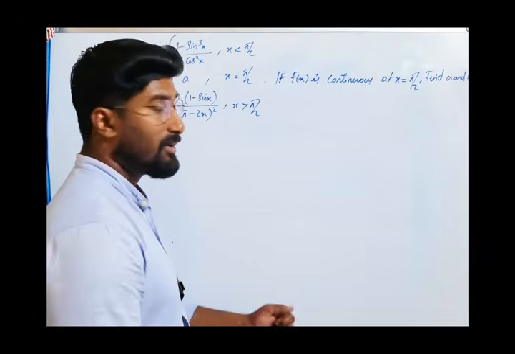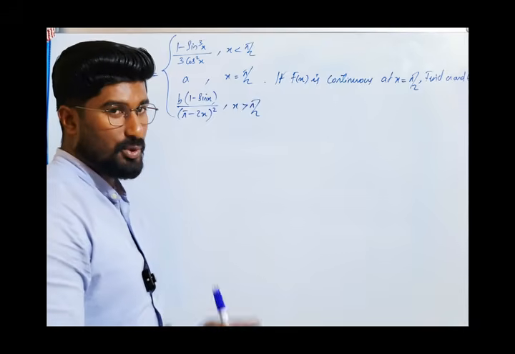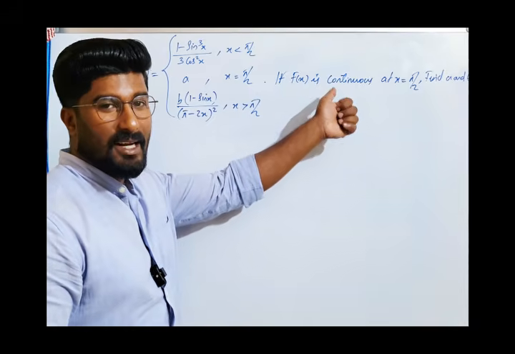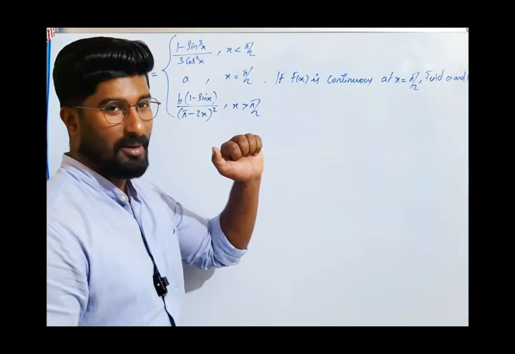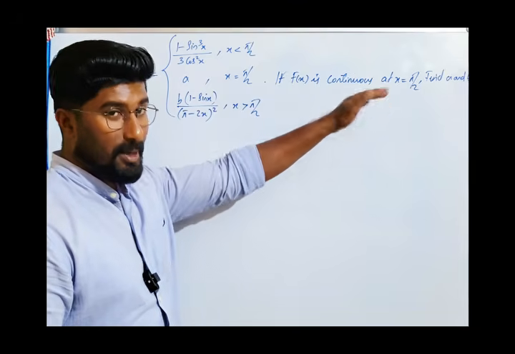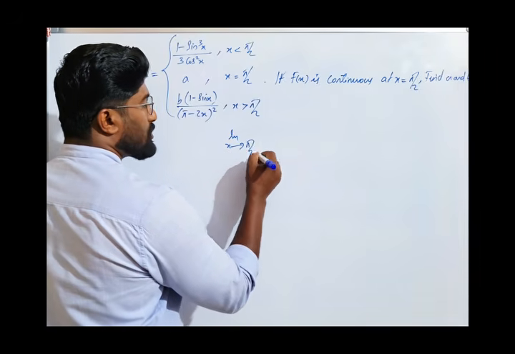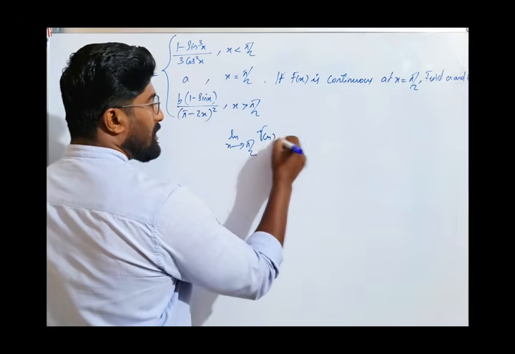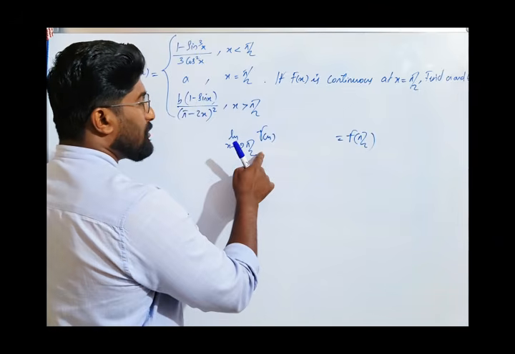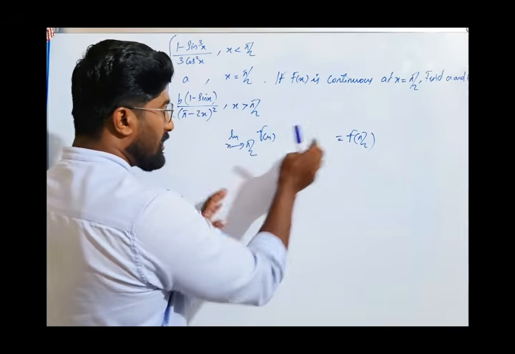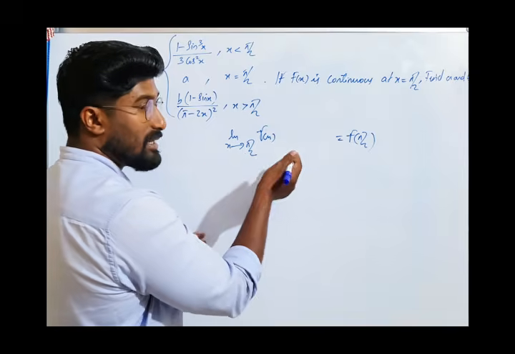Okay, now let's have a look at this question. f of x is continuous at x is equal to pi by 2. So you understood that if f of x is continuous, then the limit of the function and the value of the function both are equal at x is pi by 2. So limit x tends to pi by 2 of f of x is equal to f of pi by 2. Then the limit exists. When the limit exists, left hand limit and right hand limit both are equal.